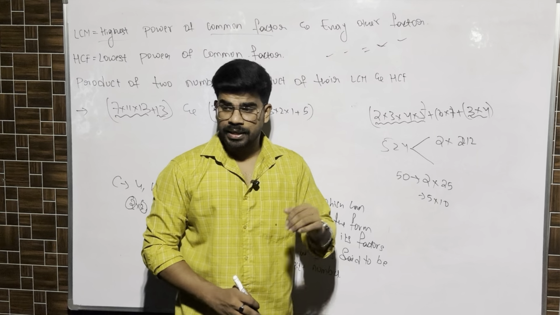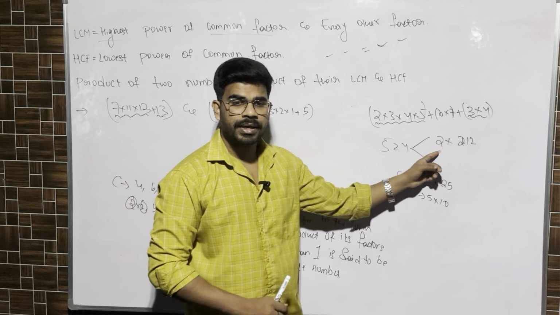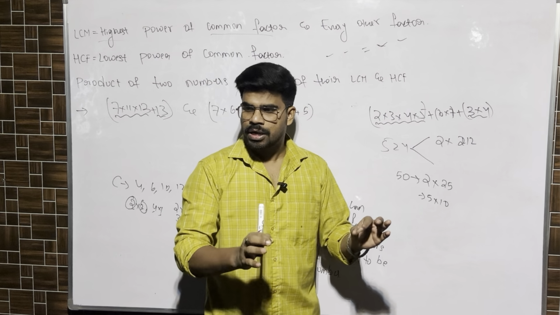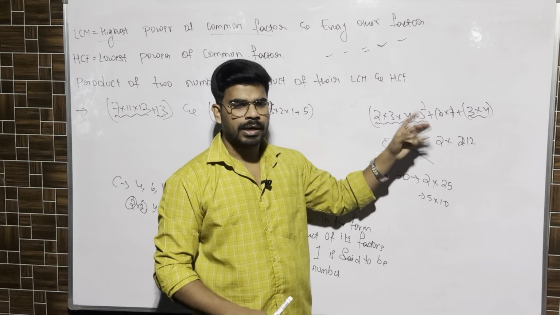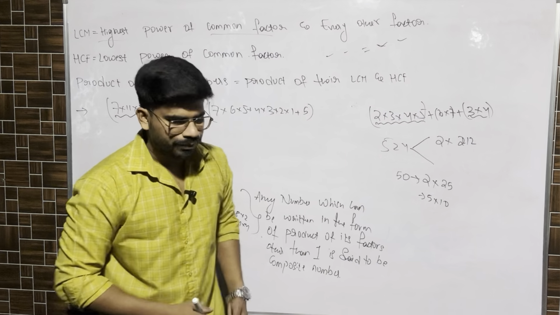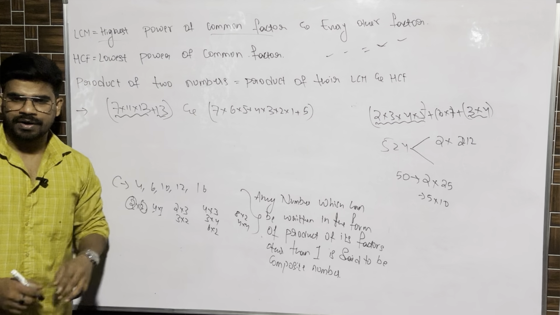For any number, if I have to prove that the given number is a composite number, what will I do? I will write that number as a product of factors. All I have to do is write the number as a product of factors, whatever the factors might be. But it should be other than 1, right? So here, in both cases, we have to solve separately.